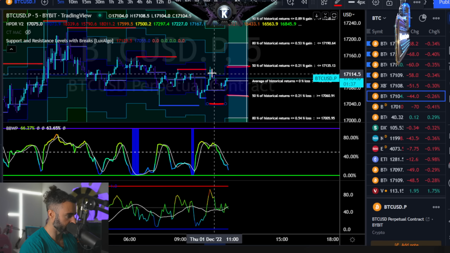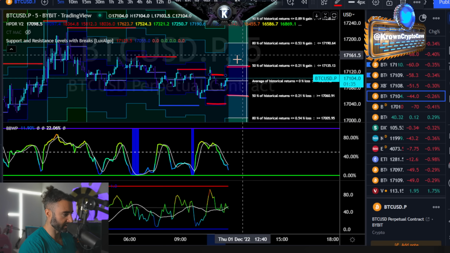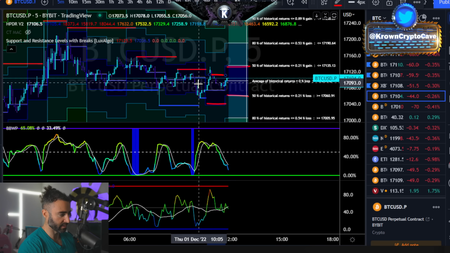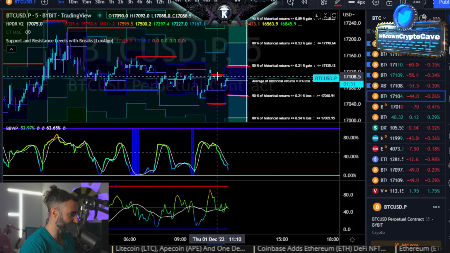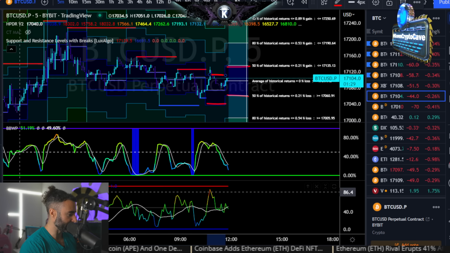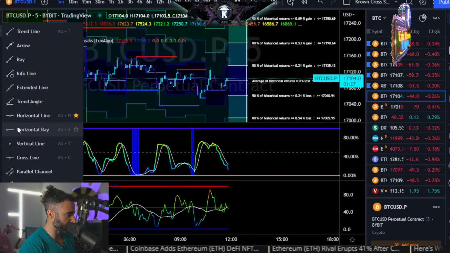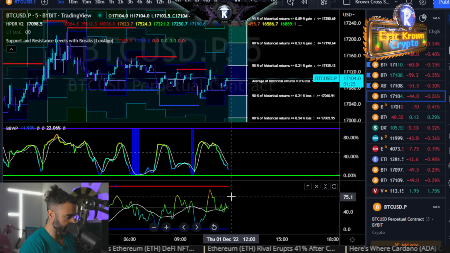The most difficult thing about this indicator is deciphering the blue versus the cyan. It's a little bit difficult there. I'm going to get rid of all of these. I'm also going to put in a horizontal line for the take profit level, which is 75. There we go.